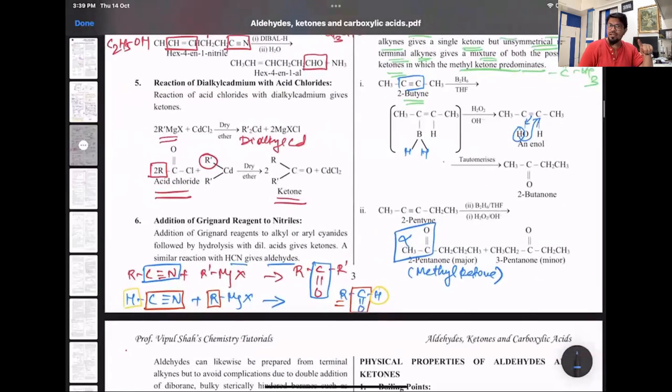This diborane method directly we don't have, it's an extra method, but remember how it forms with symmetrical, and with unsymmetrical, what does it form? If you have two similar groups, then there's only the probability of one, but if you have two different groups, then the probability is of different ketones, where methyl ketones are the major product. That's because of the stability part.